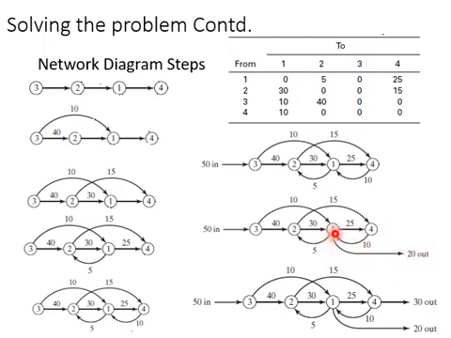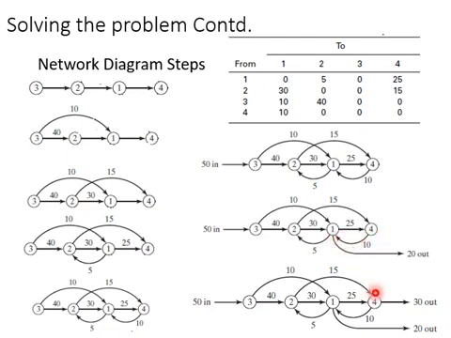Now the same thing we have to check for machine 4. So how many parts are entering machine 4? We can check. 25 plus 15, 40 parts are entering machine 4. And how many parts are leaving from machine 4? We can check, only 10 parts are leaving from machine 4.